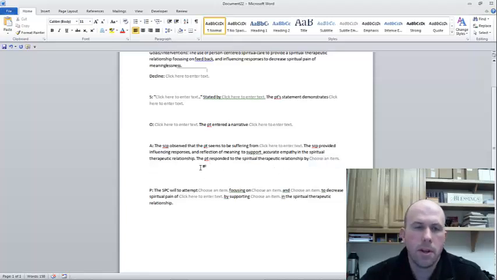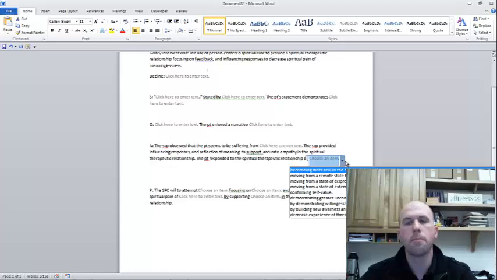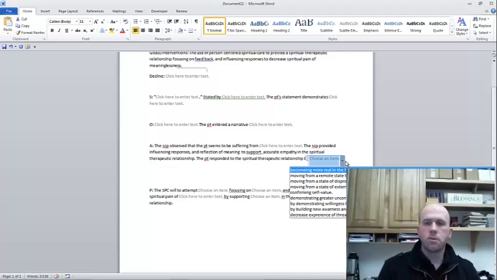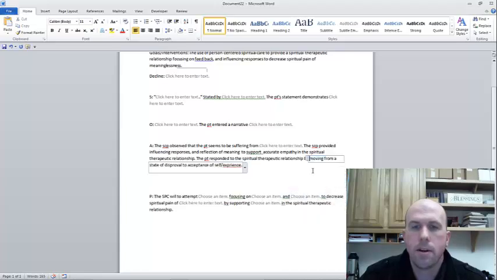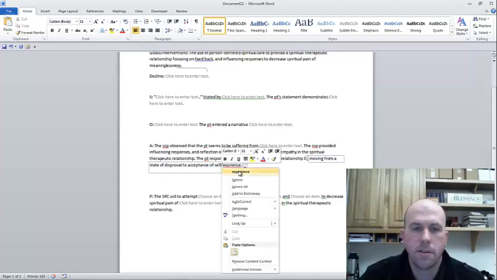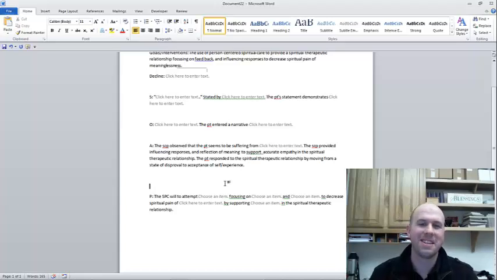In the spiritual therapeutic relationship, the patient responded to the spiritual therapeutic relationship by, and I have once again here just some prompters now. Rather than having to use your own language, here's language we can all use, and it'll streamline the process. So I'm going to put relationship by moving from a remote state of disapproval to acceptance of self/experience. Notice there's a typo, and there might be some of those. So it's an imperfect process here. We're going to try to fix it as we go along. But I think this process will help us all to become more expedient.